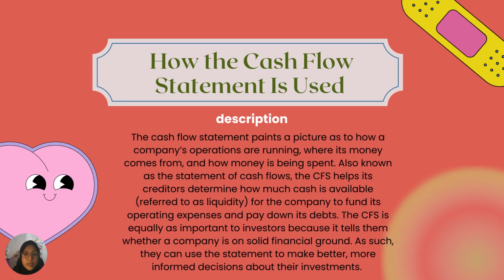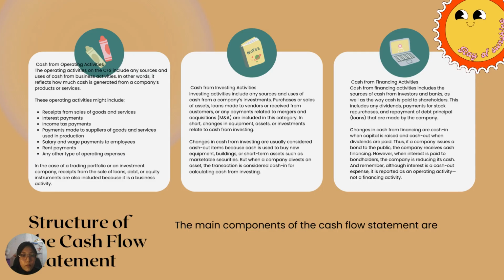The cash flow statement paints a picture as to how a company's operations are running, where its money comes from, and how the money is being spent, also known as the statement of cash flow. The CFS helps its creditors determine how much cash is available, referred to as liquidity, for the company to fund its operating expenses and pay down its debts. The CFS is equally as important to investors because it tells them whether a company is on solid financial ground. As such, they can use the statement to make better, more informed decisions about their investment.